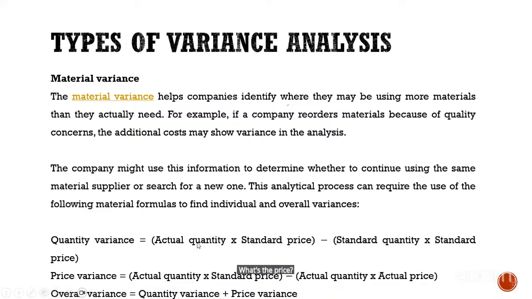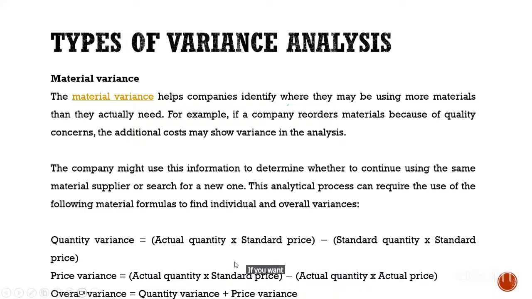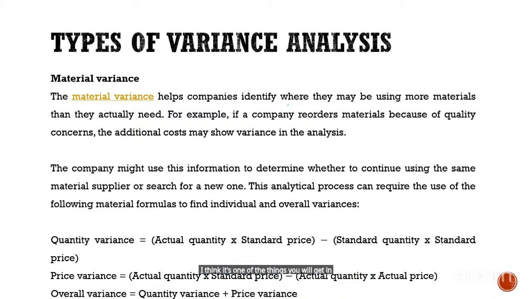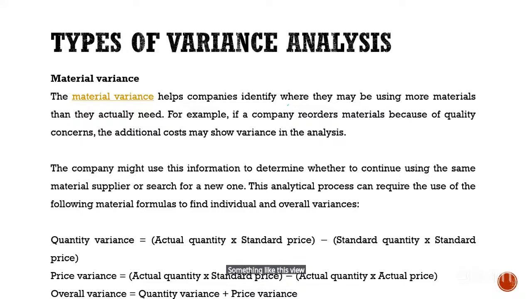Now the overall variance equals what? Quantity variance plus the price variance. If you want to look at the overall variance, you add the two. If you want the overall value of material, quantity variance plus your price variance. Take note. I think this is one of the things you will get in your exam, and for those who are on the live this evening, you will get something like this. You complete some variance analysis and then make some comments.